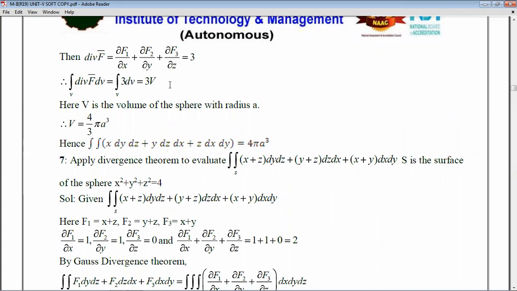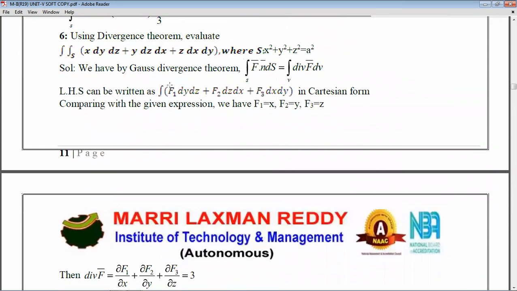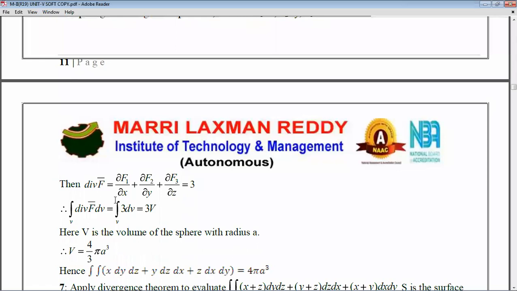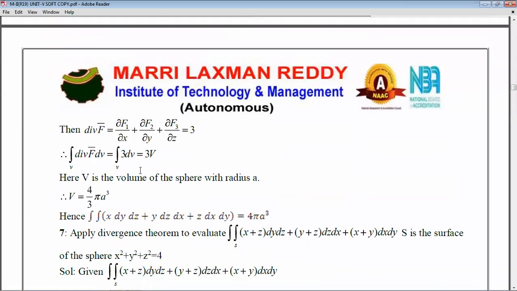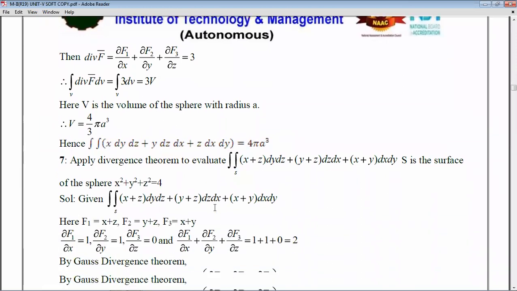Same as the previous problem, but here the surface they give is a sphere, x square plus y square plus z square is equal to a square, and the radius is a units. So the volume of this sphere is 4/3 pi a cubed, and after substituting, the 3 cancels, and we simply get 4 pi a cubed. Okay, we just applied the divergence theorem for this.